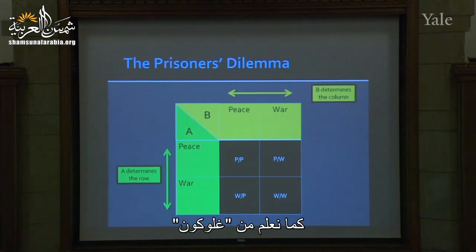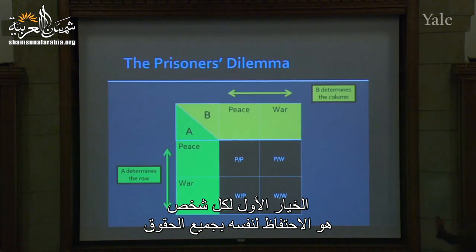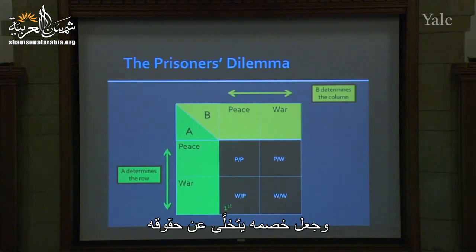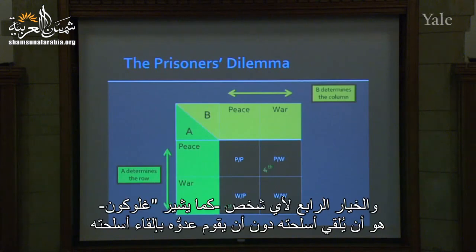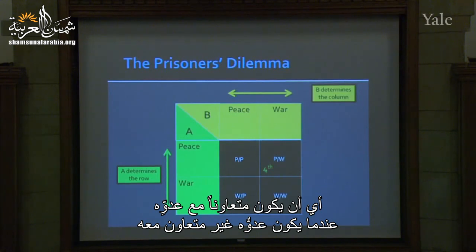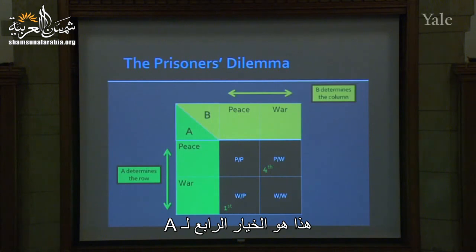As we know from Glaucon, everybody's first choice is to reserve for themselves all the rights, but to have their opponent lay down his rights. So A's first choice is that A is warlike and B is peace-like. Everybody's fourth choice, as Glaucon points out, is to be stuck having laid down their arms when their enemy hasn't done so, to be cooperating when their enemy is failing to cooperate. So that's A's fourth choice.